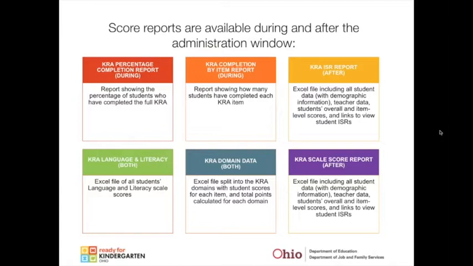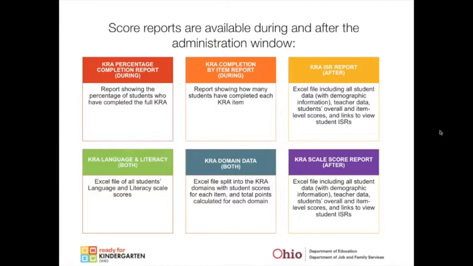But maybe you've looked at that and you see that not all of the teachers are at 100%. So now you want to dig down and see which students and which classrooms have missing items. Then you would generate the KRA completion by item report. That's an enhanced completion report that will show you student by student, item by item. I'll show you that report, because if you see that some students are missing items, you'll know exactly which items are missing, and you can talk to the teacher and provide any support necessary.